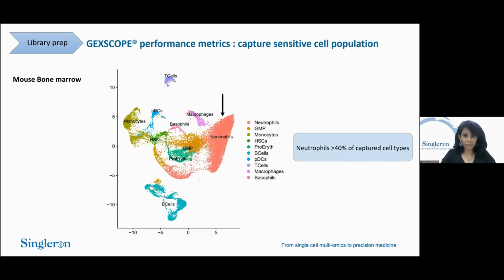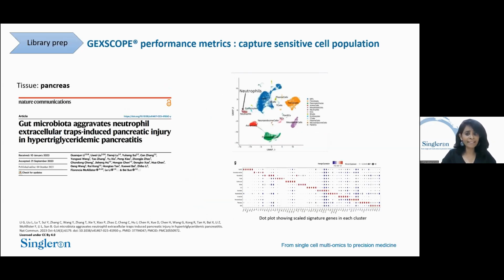And our solution is also able to pick up capture sensitive cell populations. So one example would be neutrophils. Some of these immune cells can be very sensitive to cell capture methods and be lost in the data, whereas we are able to capture this. Here's a bone marrow sample from mouse, and you can see more than 40% of the sample are neutrophils. And here's a publication that we have where neutrophils were captured from the pancreas of mouse samples.